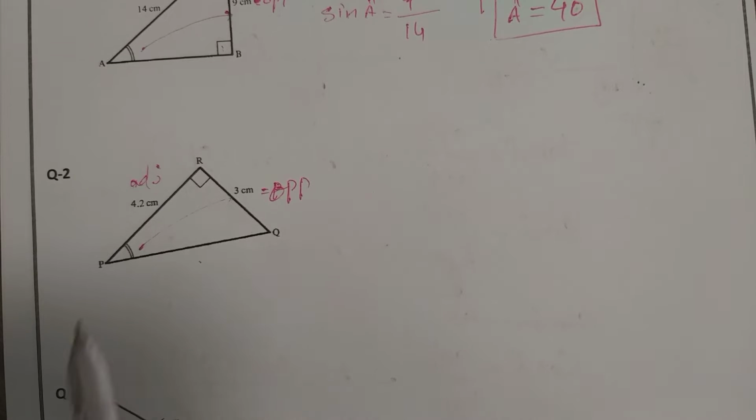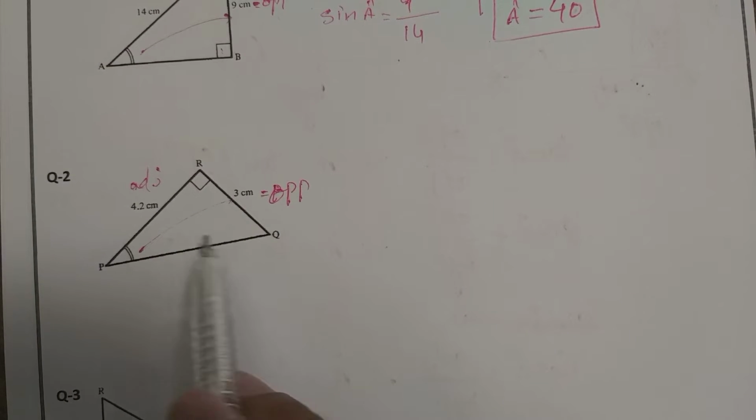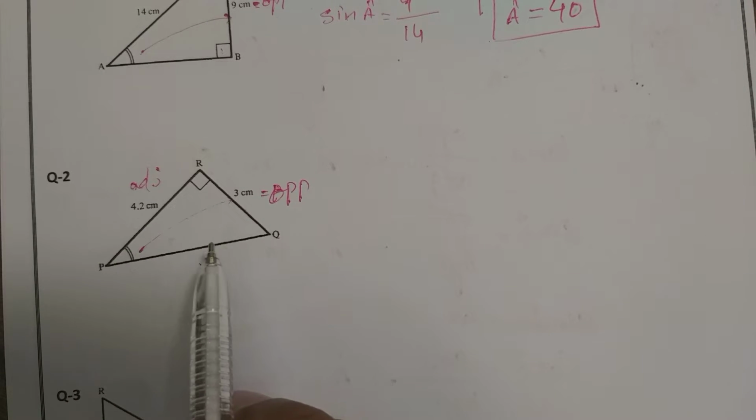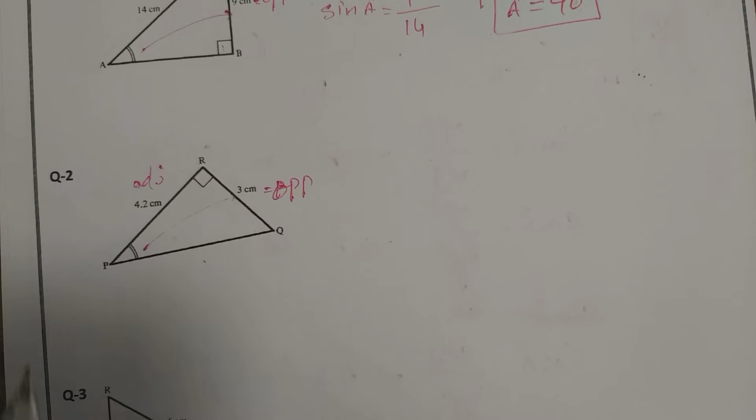So first try to understand the right angle triangle: which side is called the opposite, which side is called the hypotenuse, which side is called the adjacent. If you remember them, then you can easily simplify all the questions. Whatever kind of question comes in front of you, you can easily handle it.